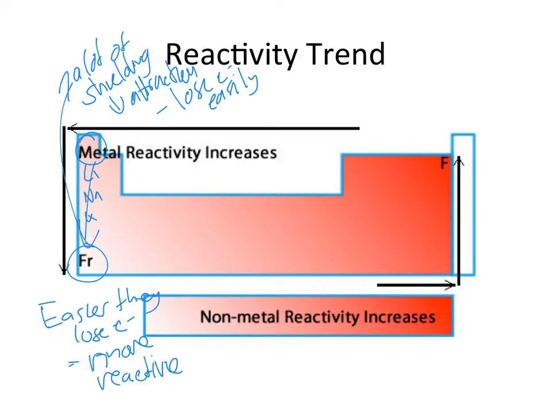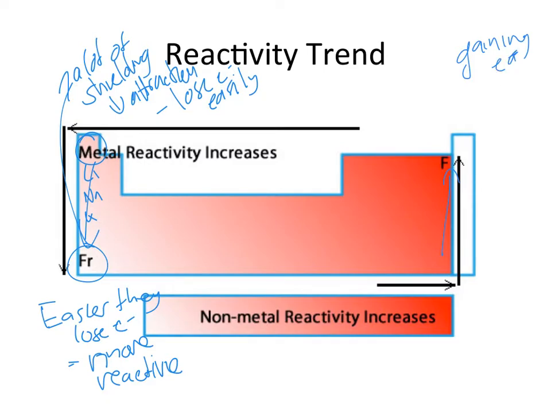And that's what we saw with lithium, sodium, and potassium. When we put lithium in, it kind of fizzed around. When we put potassium in, it exploded almost immediately. On the other side, when we look at fluorine, as you go up this way, you have more of a chance of gaining electrons.